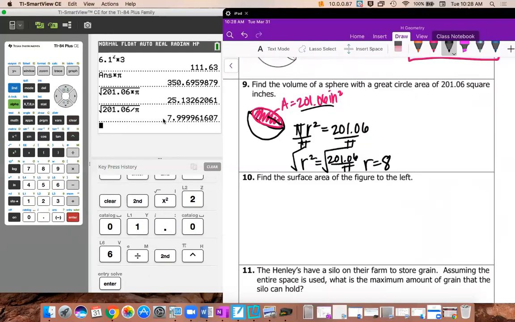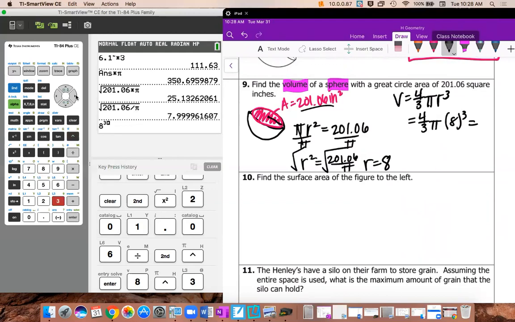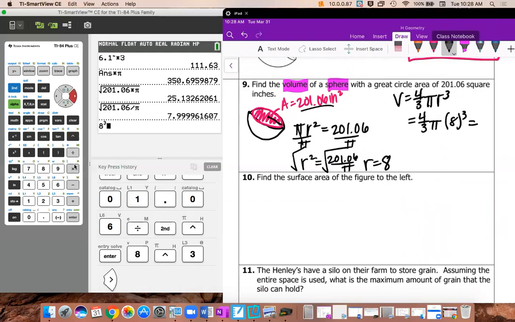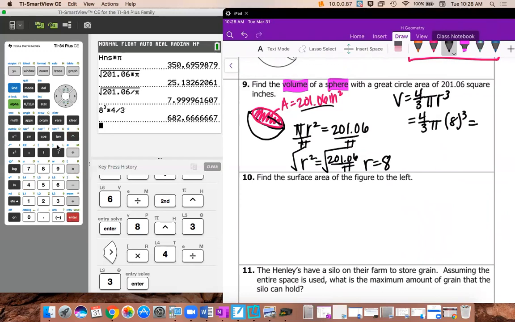And then again, we're trying to find the volume of this thing. So remember, the volume of a whole entire sphere, not a hemisphere, is going to be 4/3 pi r cubed. So then we just plug it in. So 4/3 pi, our radius was 8 cubed. And then we go to our calculator. So 8 to the 3rd, times 4 divided by 3. So exact, that's ugly, so let's math frac it up here.